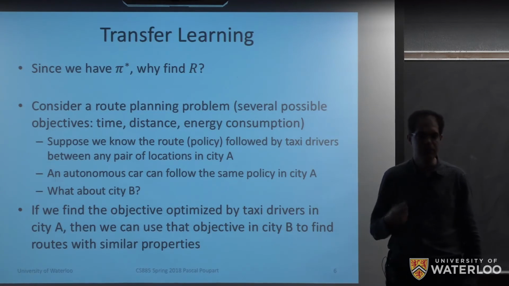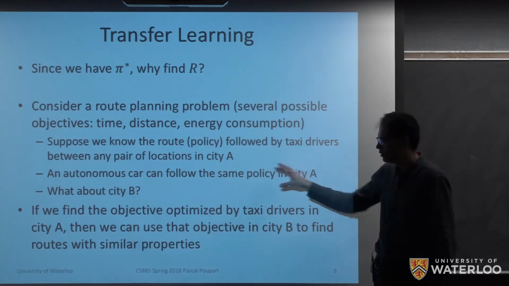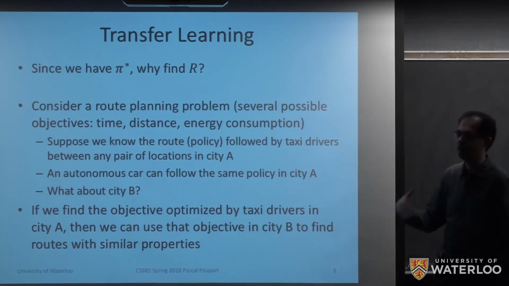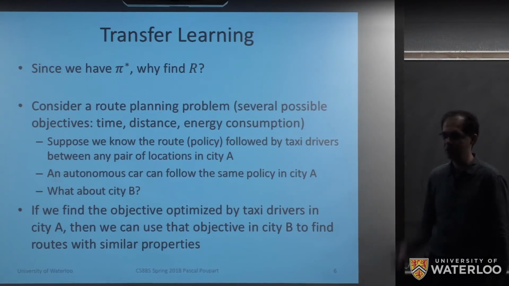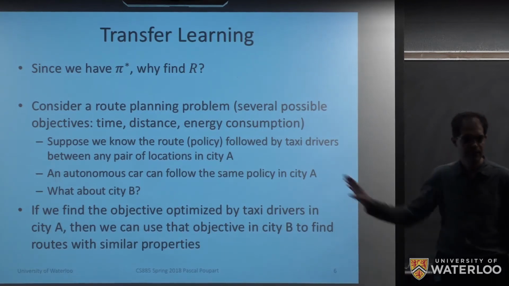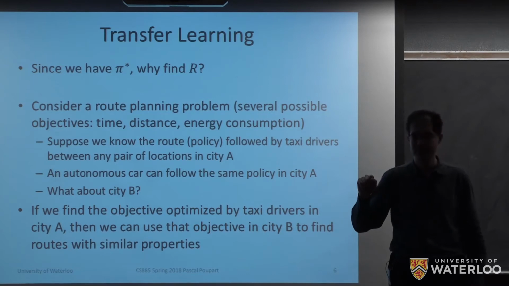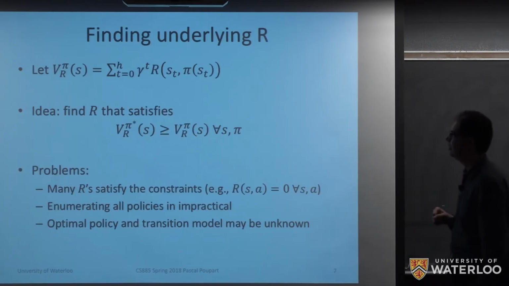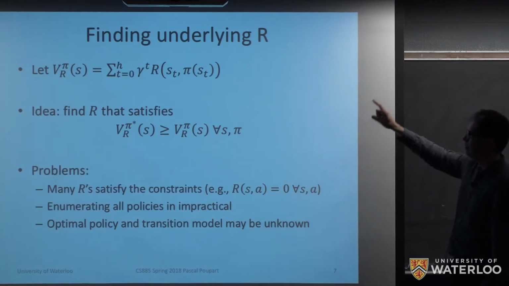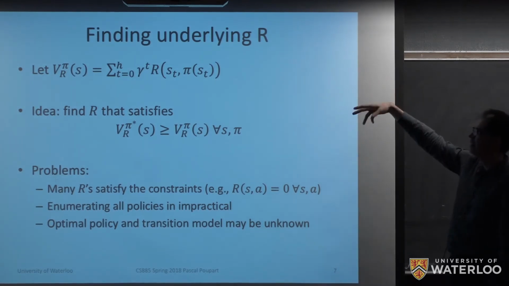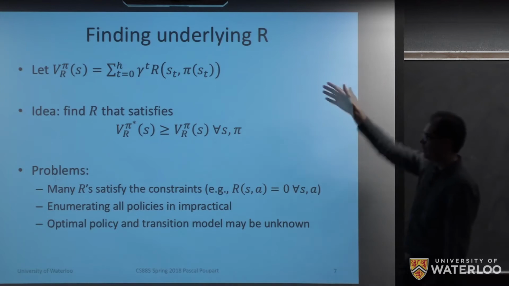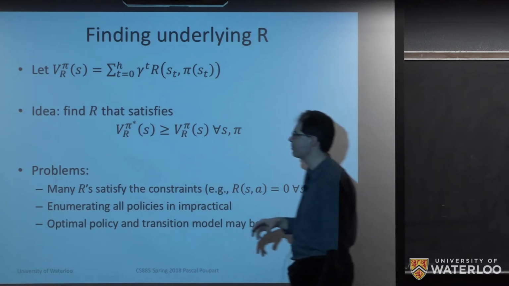So that's where it becomes useful to try to recover the reward function and therefore the objectives that are being optimized. Any questions regarding this? Okay, very good. All right, so now the question is, how do we find the underlying reward function in the problem that we just looked at?